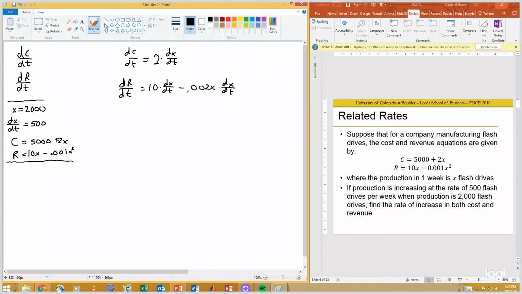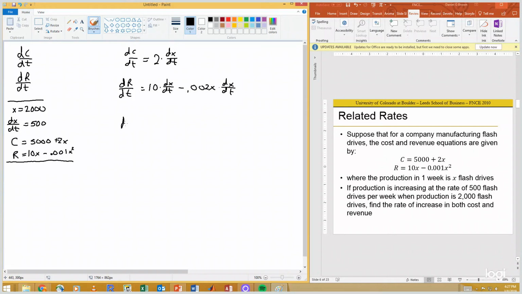Now it's at this point where I tend to step back and say, do I have enough information? And I look at my equations, dC/dt. In order to find dC/dt, I need dx/dt. And in fact, I know dx/dt is 500. And then in order to find dR/dt, I need to know dx/dt, I need to know x, and then I need to know dx/dt. And again, I have all of that information, so I can calculate.